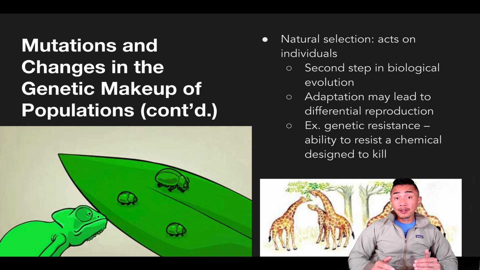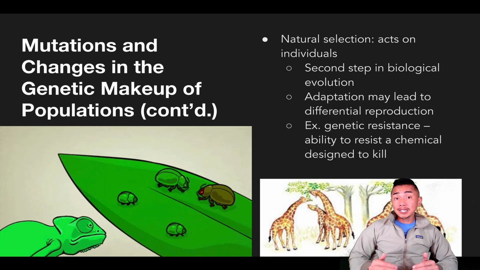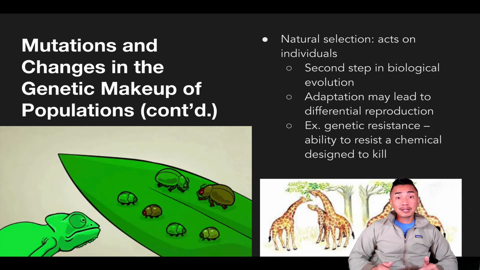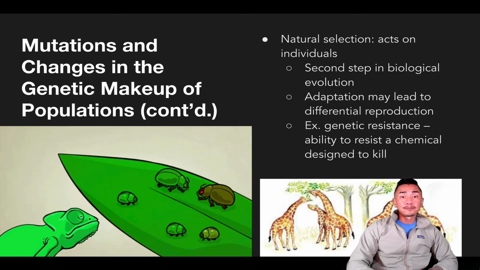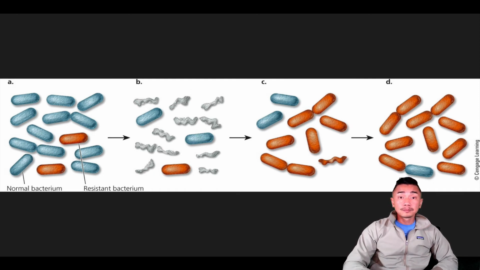One example of all this is antibiotic resistance in bacteria. Some bacteria are better at fighting off antibiotics and will produce more offspring than bacteria that cannot. This diagram shows the natural selection of antibiotic-resistant bacteria. The antibiotic-resistant bacteria are able to survive exposure to the antibiotic and produce more offspring as a result.